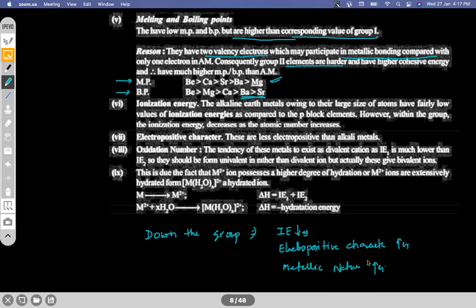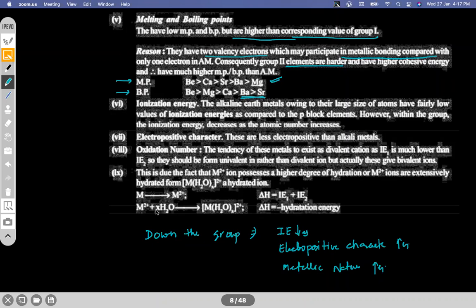Okay, oxidation number, it shows +2 oxidation state, we all know. And one more thing, it is less electropositive than alkali metals because of higher ionization energy. Okay, the oxidation state is +2, and M2+ ions possess a higher degree of hydration; M2+ ions are extensively hydrated and form this complex, a hydrated ion, right?